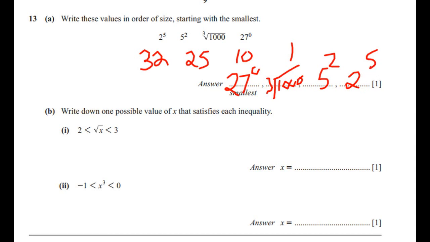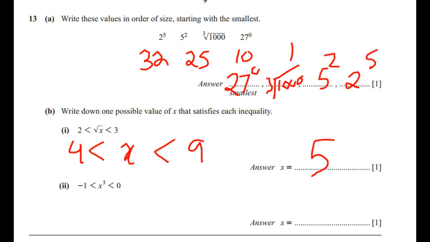For part B, 1. Write down one possible value of x that satisfies each of these inequalities. So to make this clearer, let's get rid of the square root sign. For that, take the square of all these numbers. We get 4, x and 9. So write any integer value between this range. So you may write 5, 6, 7 or 8. So I'm writing 5. Any value between 4 to 9 will do.